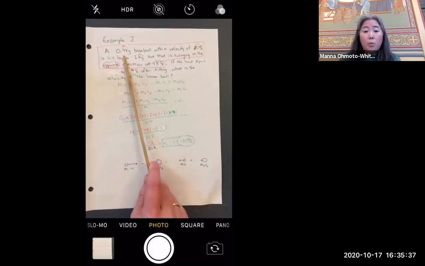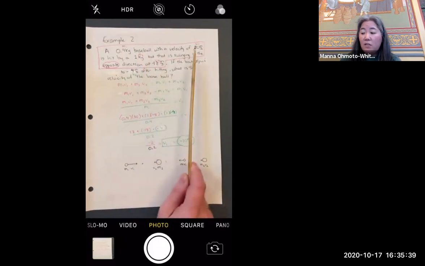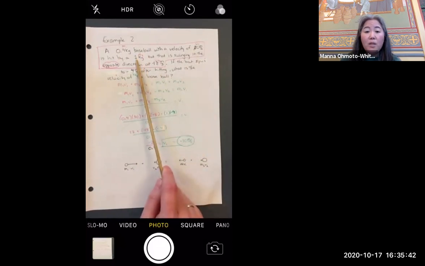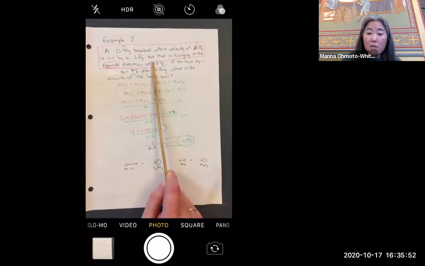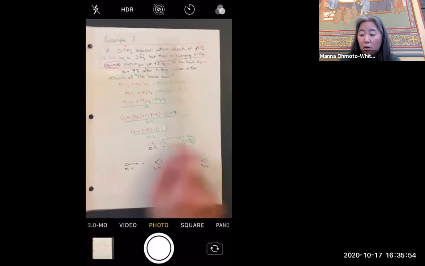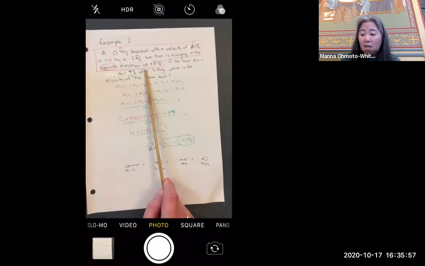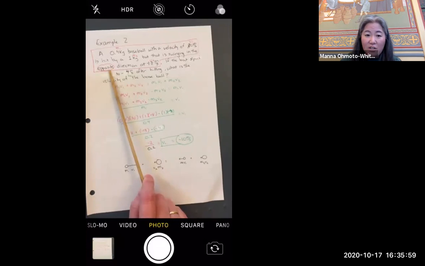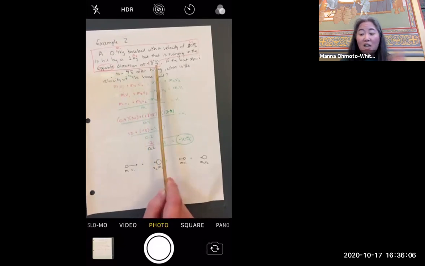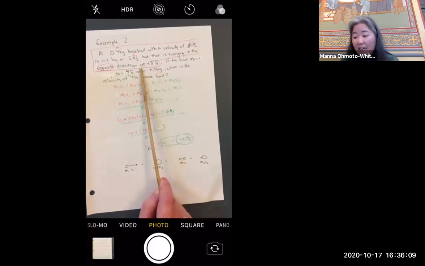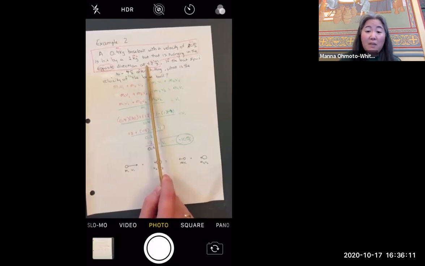So the example is a 0.4 kilogram baseball with a velocity of 30 meters per second is hit by a 1 kilogram bat that's swinging in the opposite direction at 18 meters per second. Well, it doesn't say negative 18, it just says 18 meters per second. So this is my before, circled in pink, and opposite direction is telling me that I've got to put a negative in there just for my future self. It will probably not say that in the problem, just opposite direction and this is speed, so I've got to add a negative sign to show the direction to make it velocity.